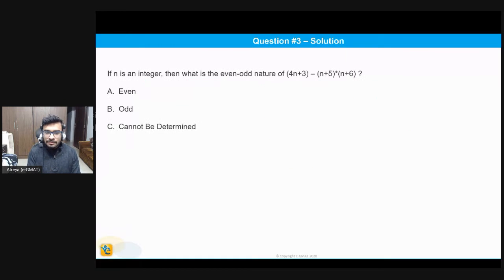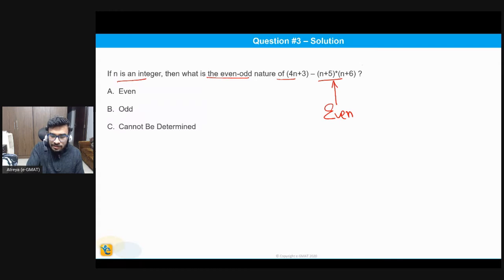The next question is a simple, very simple, an extension of the previous question. The question asks me, if n is an integer, then what is the even odd nature of (4n plus 3) minus (n plus 5) times (n plus 6)? Now, the moment I see this kind of an expression, I would say that these are two consecutive numbers. In two consecutive numbers, I have an even number, right? And when an even number is multiplied with another number, the product is always even. So I can write that it's always even.